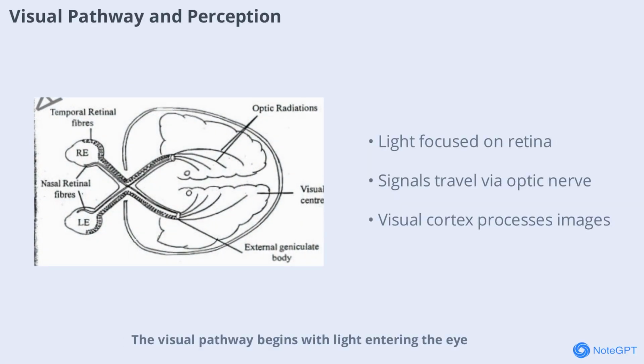Visual pathway begins with light entering the eye, passing through the cornea, aqueous humor, lens, and vitreous humor, and focusing on the retina. Photoreceptors convert light into electrical signals, which travel via the optic nerve to the brain. At the optic chiasma, nerve fibers cross, allowing for binocular vision. The signals reach the visual cortex, where images are processed. This complex pathway enables us to perceive light, form, and color, making vision one of our most valued senses.